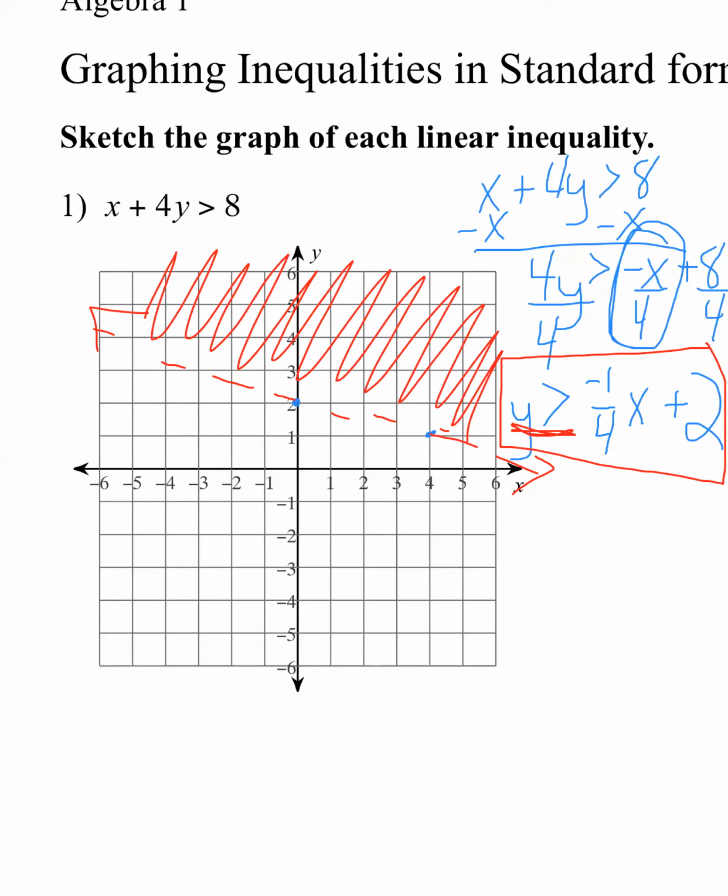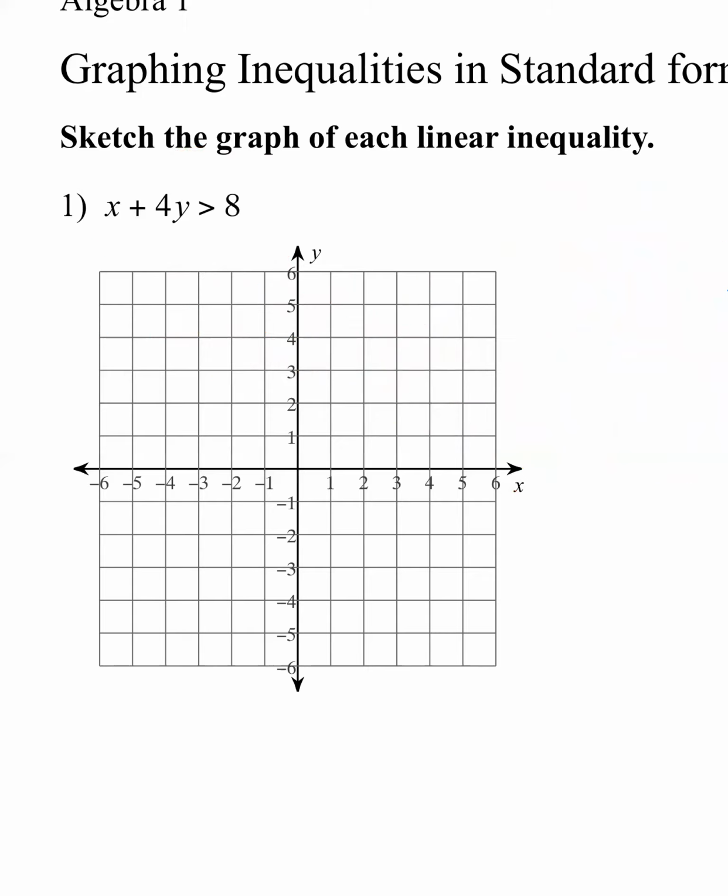Don't forget that you can always pick a point that you've shaded over and plug it in. If you're going to check it, absolutely plug it into the original over here and make sure that it works there. You don't want to plug it into this because you might have messed up getting to here. So if you're going to do the check, you might as well go back to the original and see if it works there. Okay, so let's try another one and see if anything else pops up that we need to talk about.